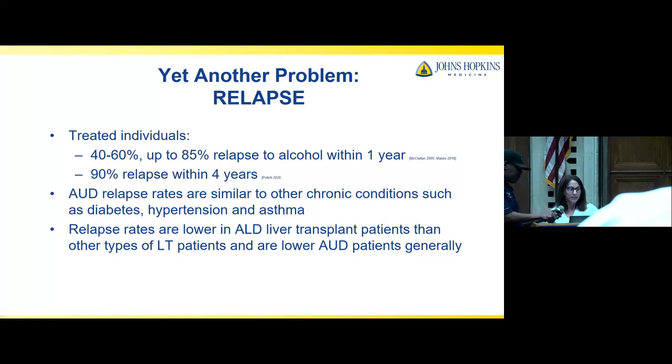Not surprisingly, they're lower in alcohol-associated liver transplant patients than other kinds of liver transplant patients.